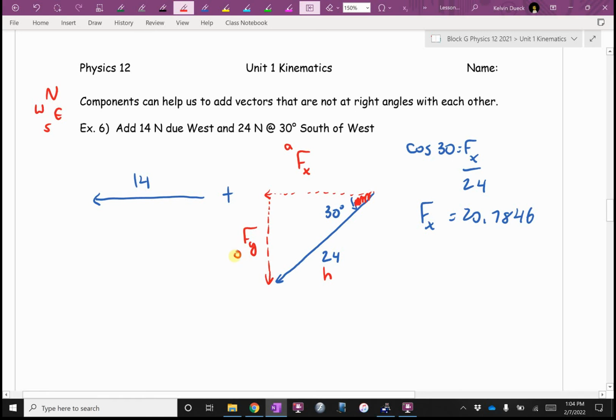Kev, which trig function is Fy going to be? I think this should work out dead even. Oh, I wrote Fx, Mr. Dewick. I think you end up with Fy equaling exactly 12, yes? Okay.